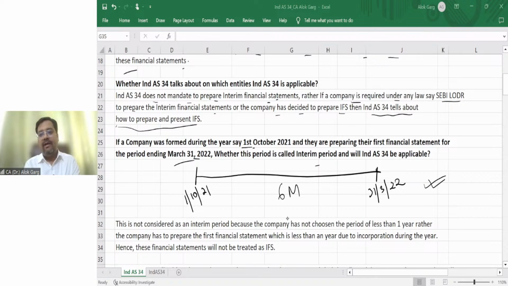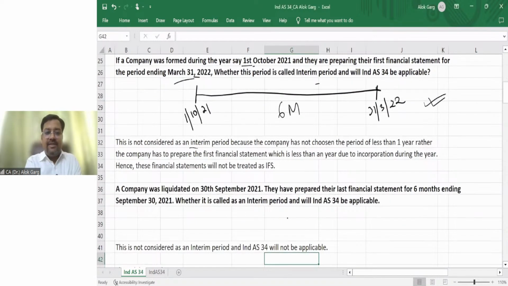Sriram, I hope I have already replied to your query. Sriram is asking, sir, if the company is incorporated on 1st October 21, then shall it prepare interim financial statement for quarter ended 31st December 21? Yes, Sriram, if the company is a listed company. And then prepare year-end financial statement for the period ended 31st March 22. Yes, Sriram.